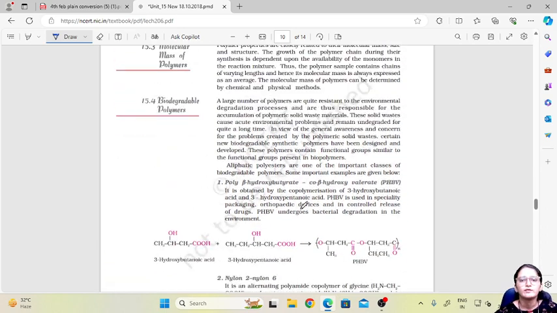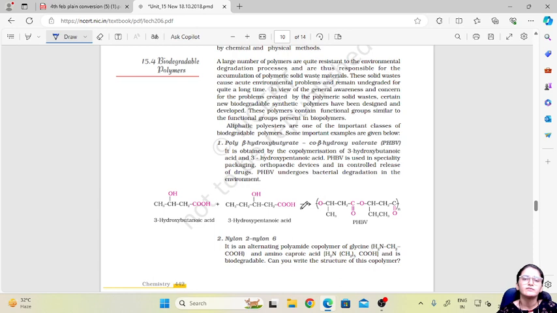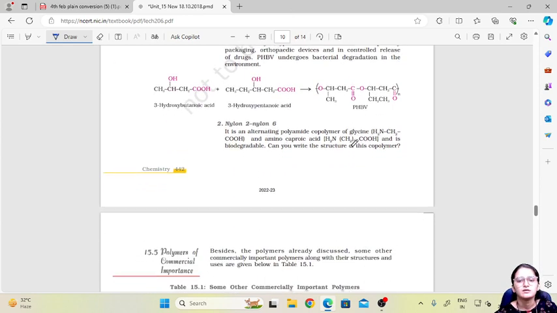Then biodegradable polymers. By the name only we can tell what biodegradable polymers are. The polymers which can be degraded easily in the environment. Non-biodegradable polymers cause acute environmental problems and remain undegraded for quite a longer time. So here we have two examples.